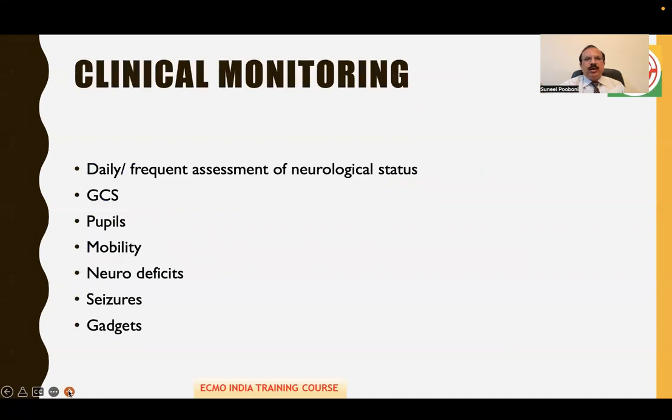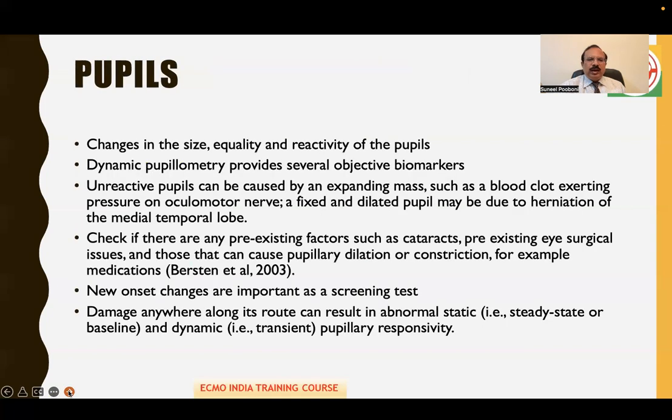Clinical monitoring. It is essential to monitor daily and frequently the neurological status in the form of evaluation of GCS, pupils, mobility, neurodeficits, and seizures, and using adjuncts as well. Pupils are one of the very important signs for us to understand how the underlying brain might be functioning, but it is not the ultimate.